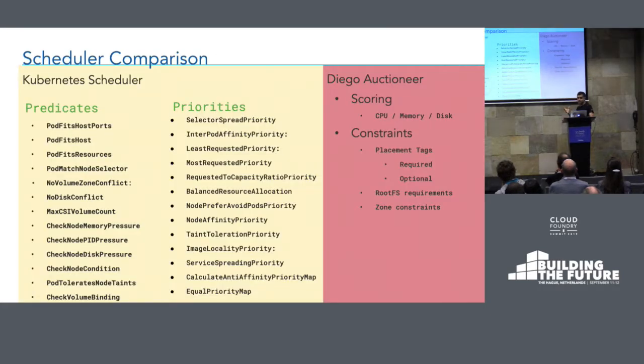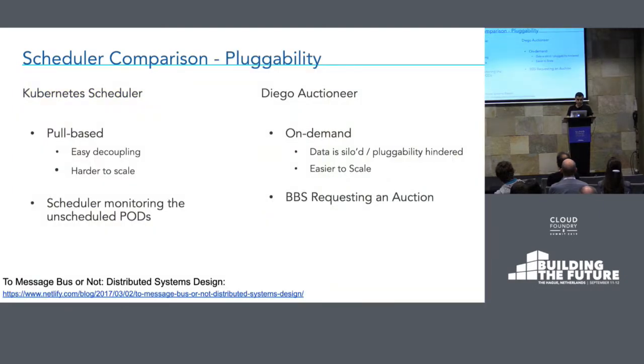But the one thing that is interesting is that if you look at the set of predicates and priorities for Kubernetes, there's a lot of things that you can configure for this scheduler. For Diego, on the other hand, scores and constraints, or predicates and priorities, are a lot simpler. Scoring is only for CPU, memory, and disk, and constraints are a handful of options that you can configure. So in that sense, the Kubernetes scheduler is a lot more flexible, and you can do a lot of different considerations in order to decide how to do scheduling.